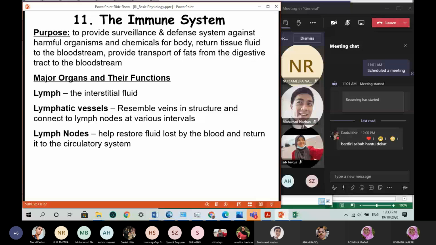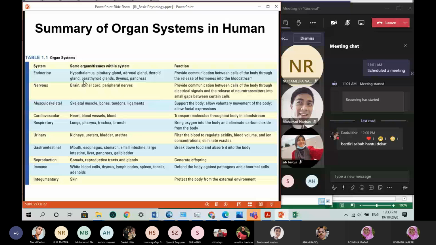So as a summary, for the 11 systems, you should be able to identify the organs within the system and the function of each system. This is just more of your basic knowledge of the human body.